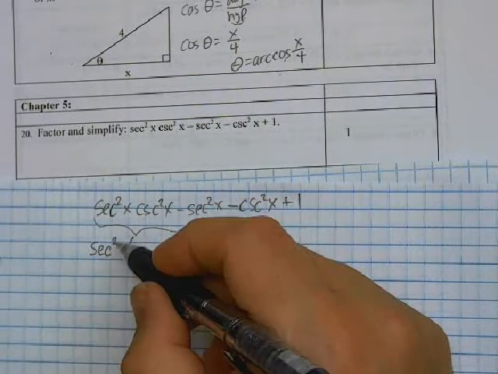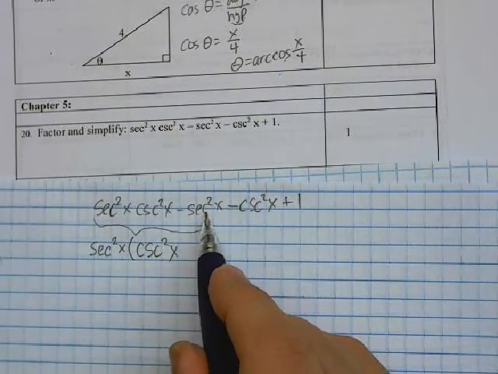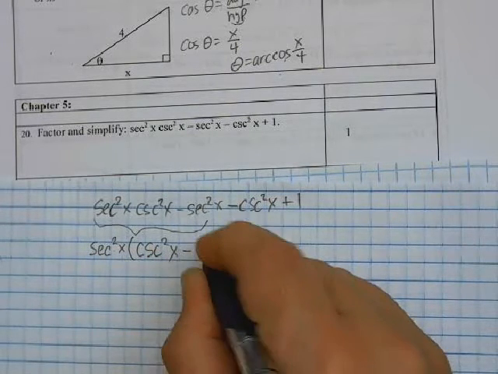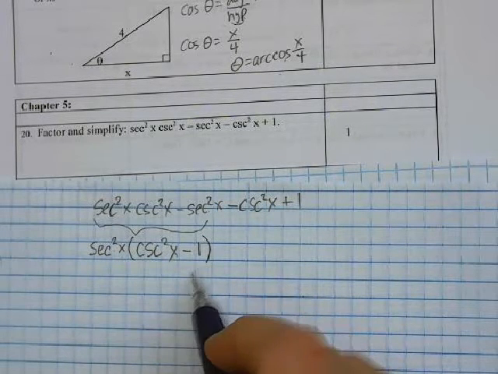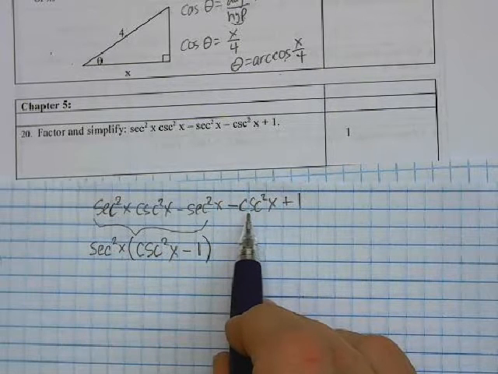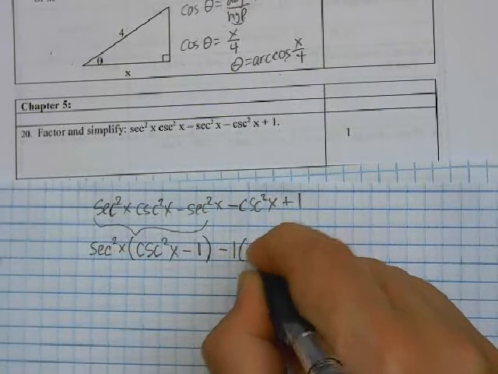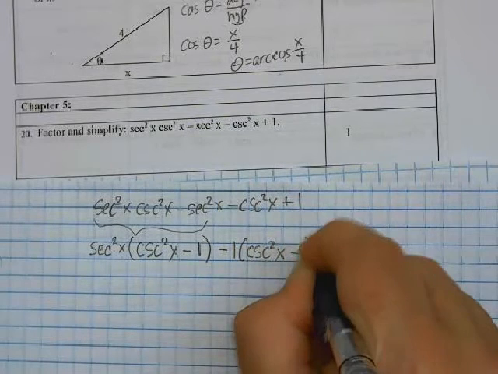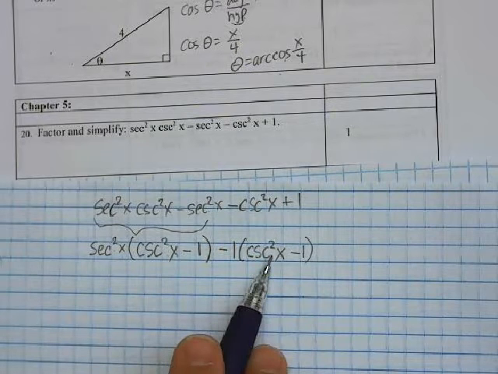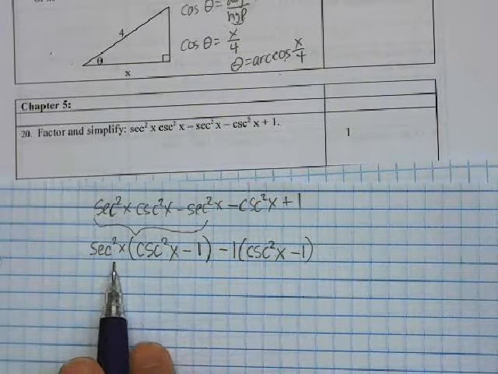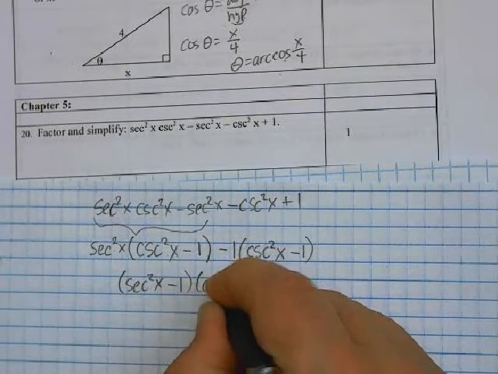So secant squared cosecant squared divided by secant squared is just cosecant squared. And then secant squared divided by secant squared is 1. So inside the parentheses, I have a cosecant squared minus 1. Up here, I have a negative cosecant squared plus 1. So if I factor out negative 1, I'll also get a cosecant squared minus 1. So since these are the same, I can rewrite this as secant squared minus 1 times cosecant squared minus 1.